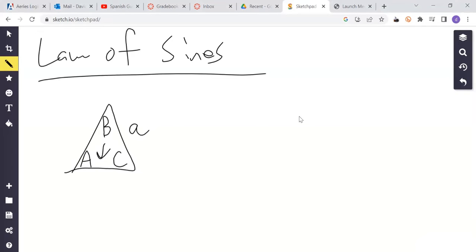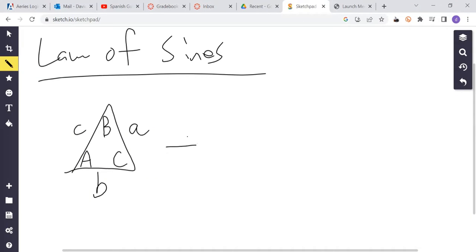And across from B, we have little b. And across from C, we have little c. We usually use lowercase for sides and uppercase for angles. Now, the following holds true.